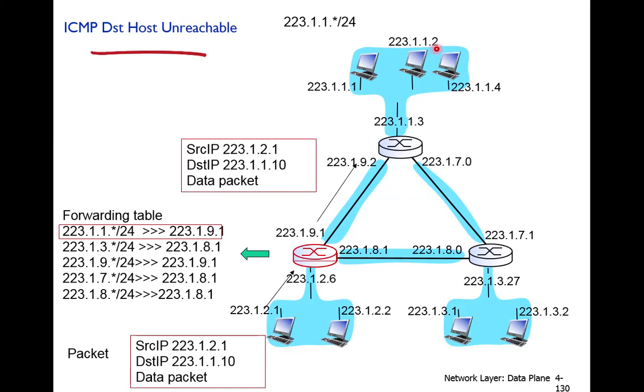223.1.2, this is the host part, and 223.1.4. So the 223.1.10 machine is not available. It means that the network address was correct. So the message has reached the network. The previous message was discarded. Why? Because a router doesn't know about the route, but here the router knows the route.